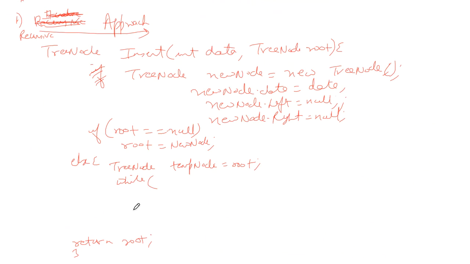Find out that, while top node dot left is equal to null. And now, while current node dot left or current node dot right is not equal to null, then current is equal to what? Then you let current be equal to current dot left.